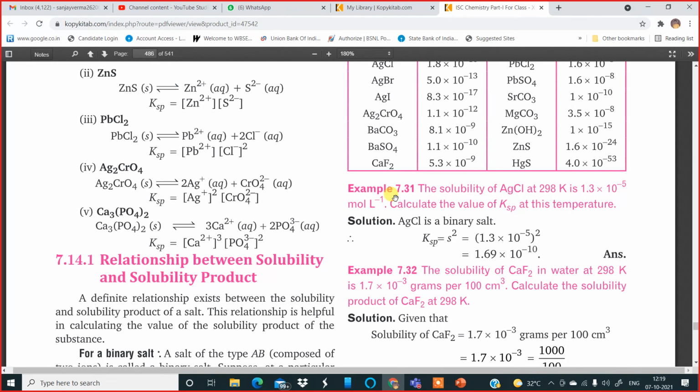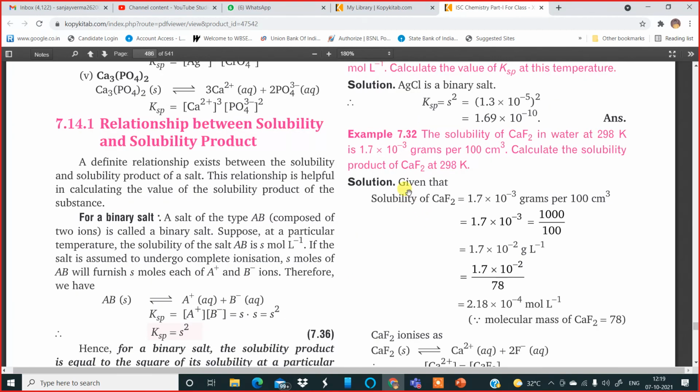Example 7.31. The solubility of silver chloride at 298 Kelvin is given as 1.3 into 10 power minus 5 moles per liter. Calculate the value of Ksp. That means solubility, small s, is given. So Ksp for a binary salt is s squared. So just write (1.3 into 10 power minus 5) to the power of 2. So the answer is here. That is the solubility product.